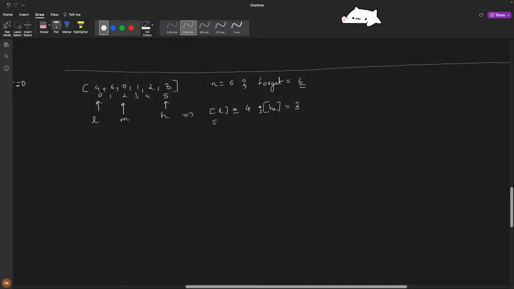Mid is 0 here. In this scenario, low is greater than mid and mid is less than high also. So that means, I don't know. I have no idea. That means what?